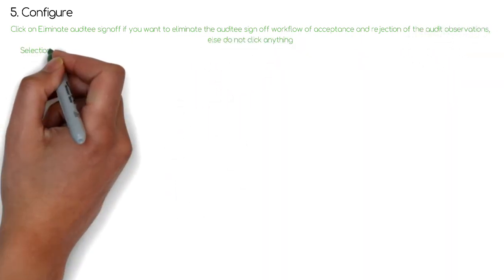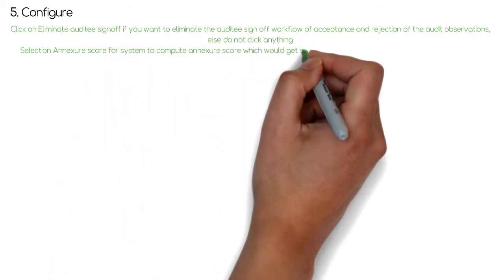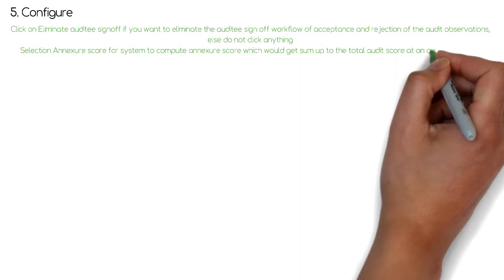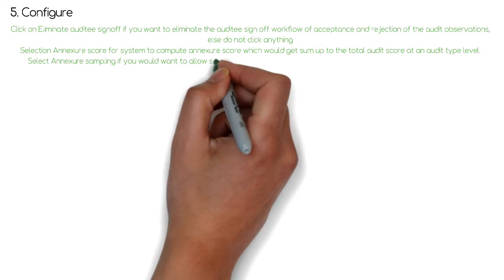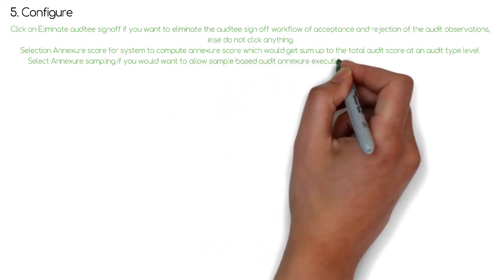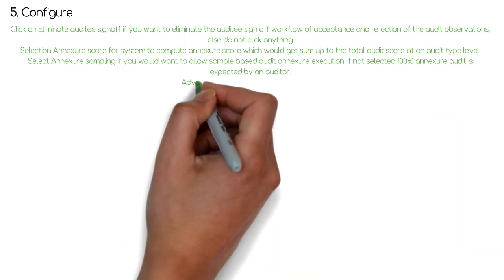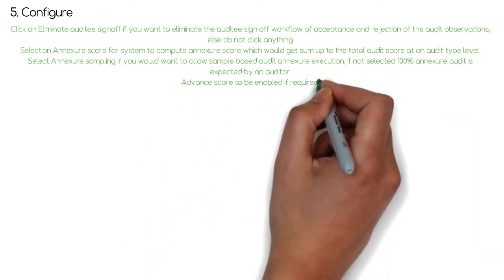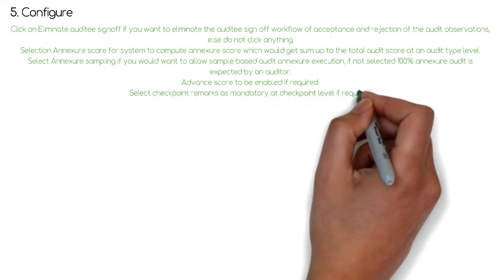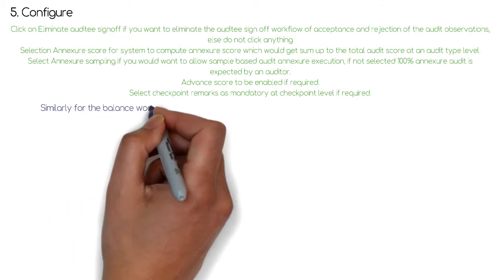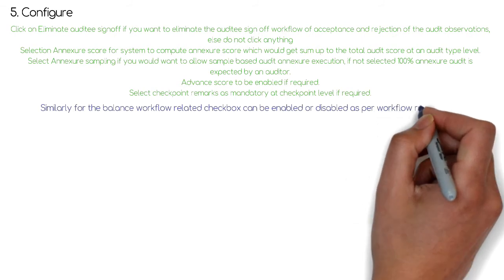Select annexure score for the system to compute the annexure score, which would get summed up to the total audit score at the audit type level. Select annexure sampling if you would want to allow sample-based audit annexure execution. If not selected, a 100% annexure audit is expected by an auditor. Advanced score to be enabled if required. Select checkpoint remarks as mandatory at checkpoint level if required. Similarly, the balance workflow-related checkboxes can be enabled or disabled as per workflow requirement.